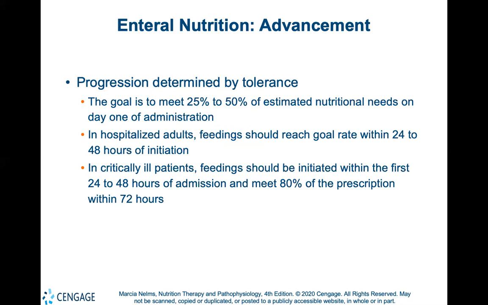In hospitalized adults, feeding should reach goal rate within 24 to 48 hours of initiation. In critically ill patients, feeding should be initiated within the first 24 to 48 hours of admission and meet 80% of the prescription within 72 hours.